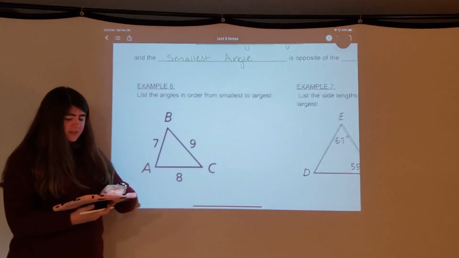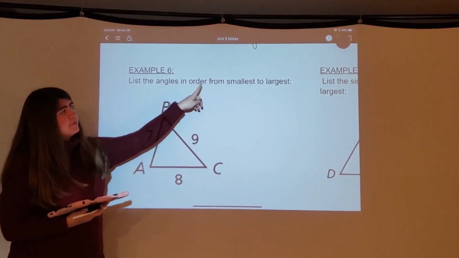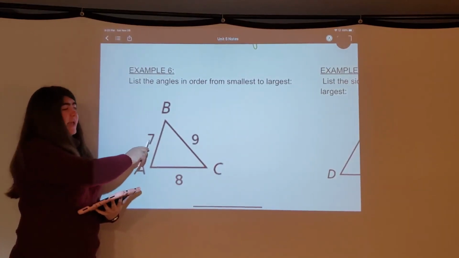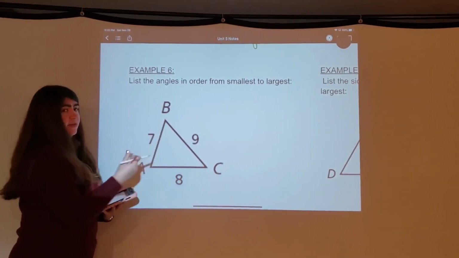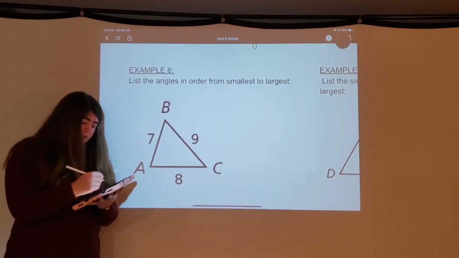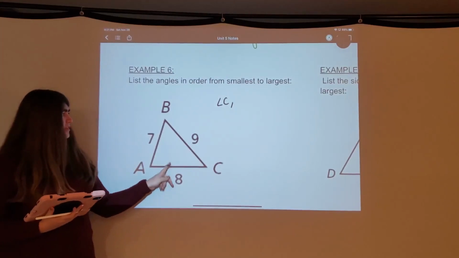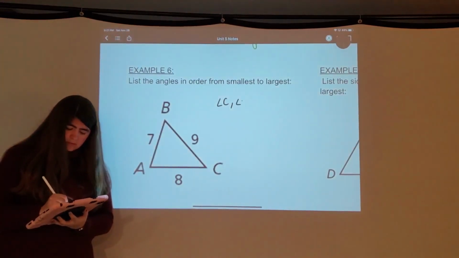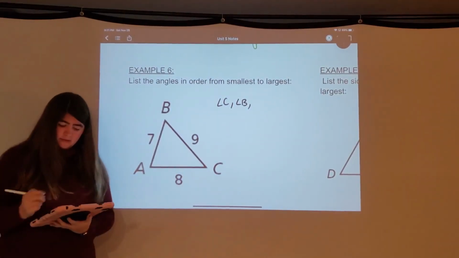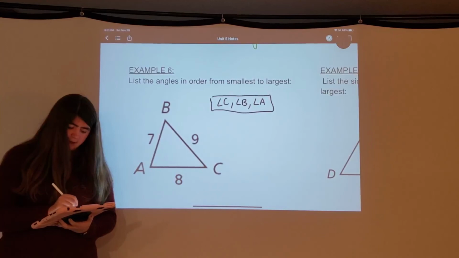So if we look at example 6, we know the side lengths, but we're trying to order the angles from smallest to largest. If I start with my smallest side and find the angle that's opposite of it, which is angle C, the only angle not touching it, then I can list my angles in order. 7 is opposite angle C, so angle C is my smallest angle. Next I have 8, which is opposite of angle B. And my largest side, 9, is opposite angle A. So my angles in order from smallest to largest are C, B, A.